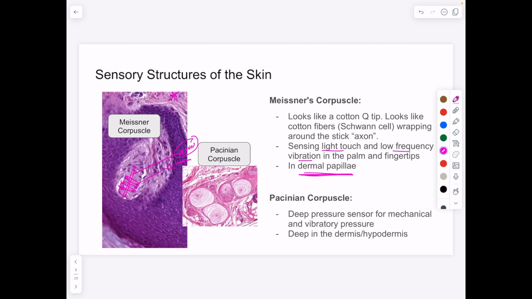Then we have the Pacinian corpuscle. This is a deep pressure sensor for mechanical and vibratory pressure. These ones are really easy because they look like onions. All right, so Pacinian corpuscle, Pac-Man. He likes to eat fruit, but I bet you he would also like to eat an onion. All right, so deep pressure.